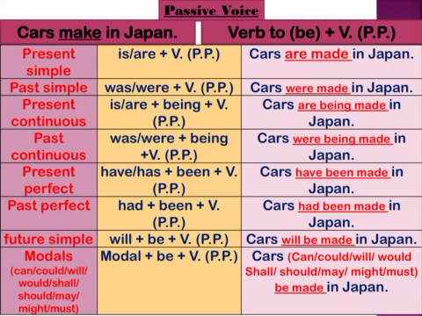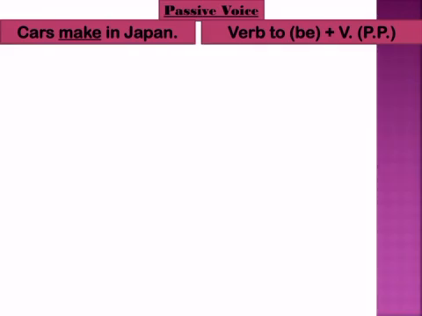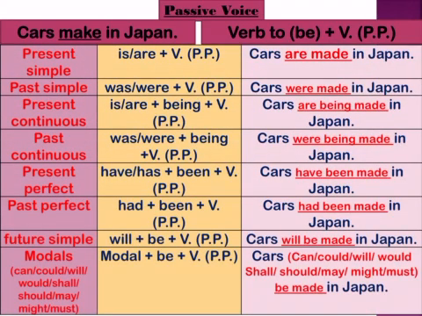For the past perfect, had been plus the verb in the past participle. So cars had been made. Future, we use will be plus the past participle. So cars will be made. If I have a modal, any modal, can, could, will, would, shall, should, may, must, I use the same modal plus be plus the past participle. So cars, you can say can, could, will, would, shall, or should plus be plus the verb, which is made in Japan. Study this table very carefully, please.